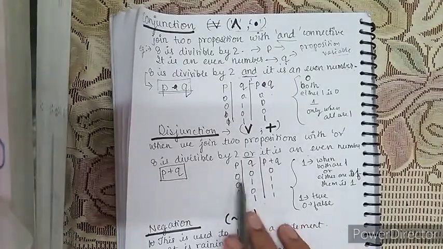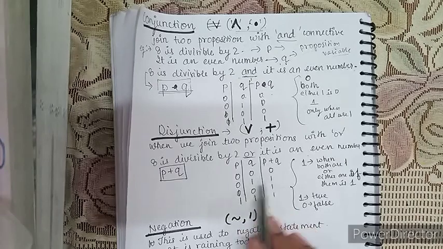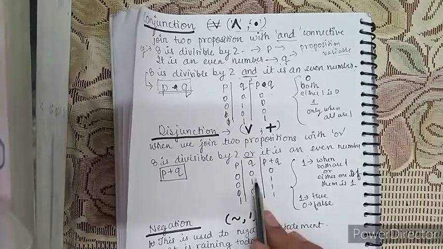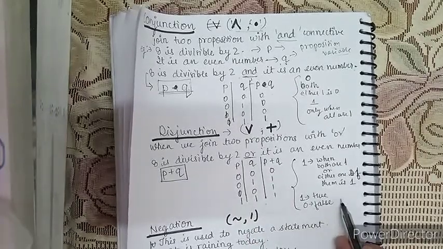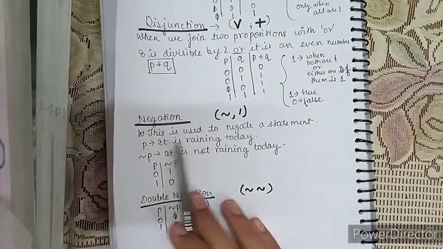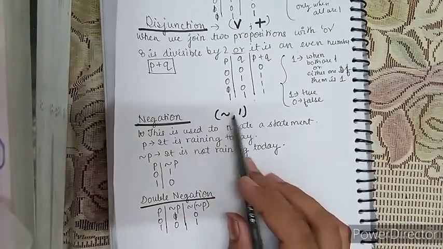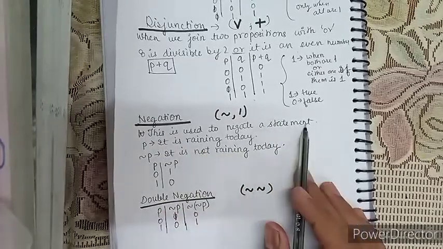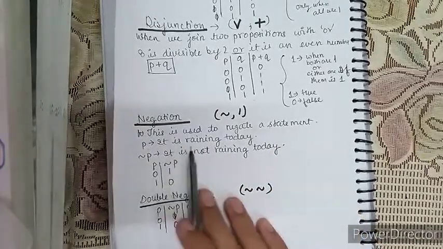So for 0 0, no 1 is there, so 0. Here we can see that 1 is there, so 1, and 1 1, both are 1, so 1. So what is 0? 0 represents false and 1 represents true. Next is negation. In negation we use the complement as a symbol. This is used to negate a statement. For example, P: it is raining today.